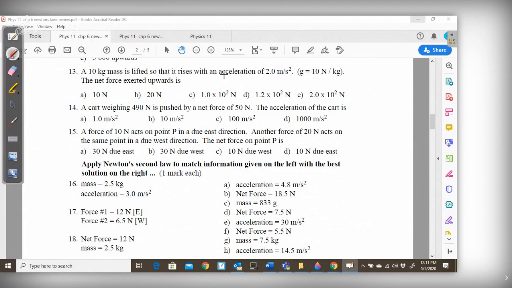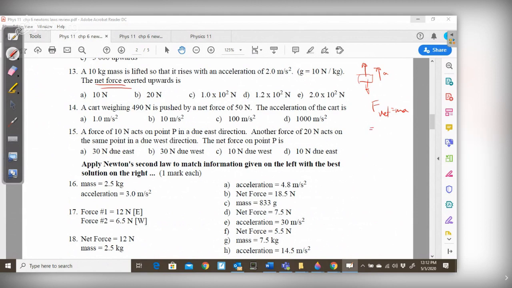A 10 kilogram mass is lifted so it rises with an acceleration. So we can think of this. We've got our mass and it's being pulled upwards, and we're going to have a force downwards, and we have an acceleration that's going upwards. F net is equal to ma. And you might think, well, it's accelerating upwards, so we need to find the tension. Well, no, it's saying the net force being exerted upwards.